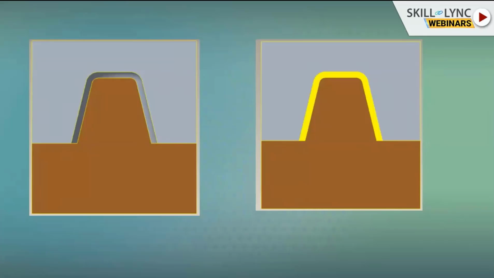So there are different types of ejection in molds, like pin ejection, stripper ejection, sleeve ejection, and blade ejection. A few of these ejections are basically used in mold design.